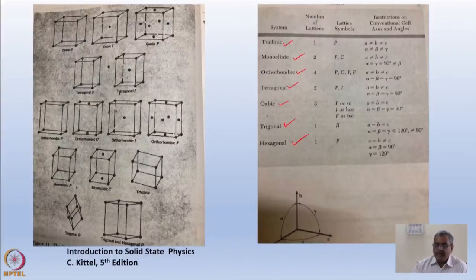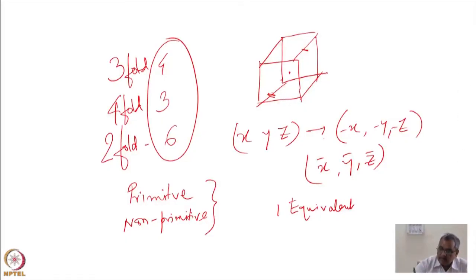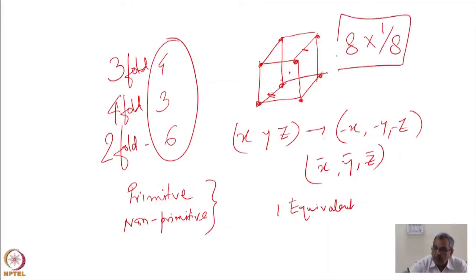How does that come about? If you consider a cube, there are eight corners, and each corner is shared by eight of these unit cells. So one eighth from each, which gives me one unit cell. Now if I put an atom at the body center, which is often the case, then I have one coming from the corner atoms and one coming from the central atom, so there are two equivalent atoms.